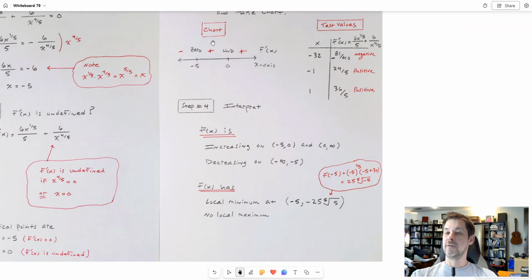Now this curve wouldn't have a local maximum. Why is that? Well, to have a local maximum, the curve would have to rise and then fall. So there would have to be some critical number that had a positive derivative on its left and a negative on its right, but there isn't one, okay? There's no portion of this curve where it's rising and then falling. So it doesn't have a local maximum.